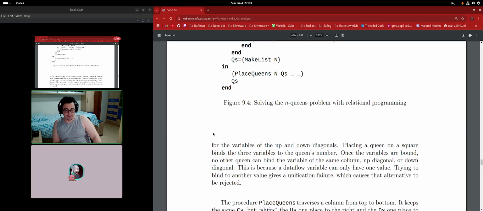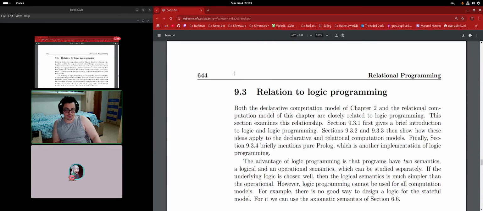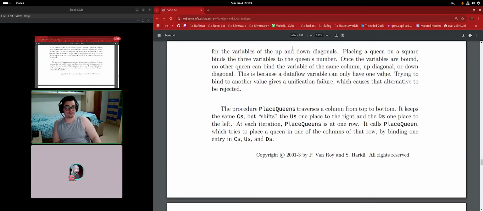And yeah, if you do solve all, you're actually going to see all of the solutions. Cool, very cool.